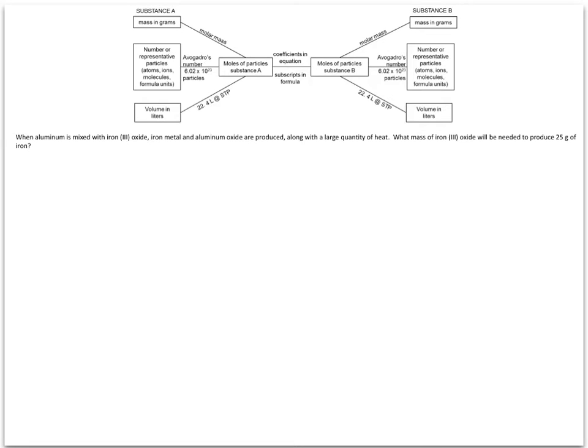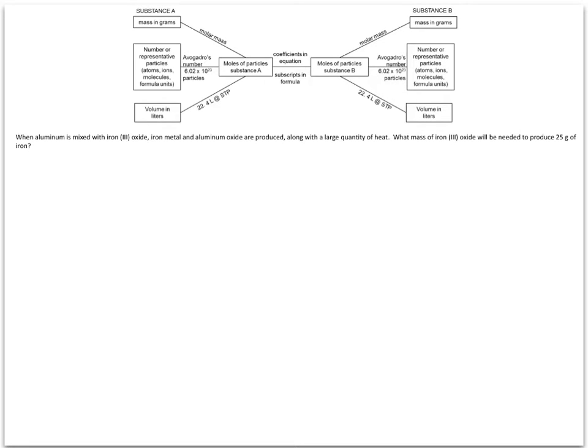All right, so we're going to go over a stoichiometry problem here. And this problem says when aluminum is mixed with iron 3 oxide, iron metal and aluminum oxide are produced along with a large quantity of heat. What mass of iron 3 oxide will be needed to produce 25 grams of iron?